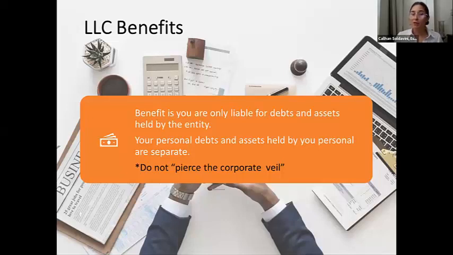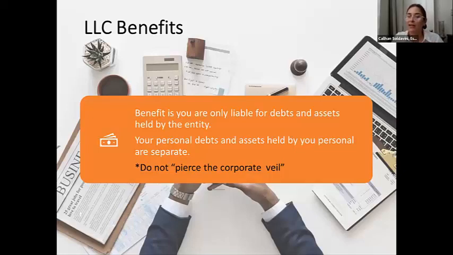You are only liable for the debts and assets held by the LLC. So if your LLC goes under, it's going to be very difficult for a creditor to come after your personal bank account. The creditor can come after the business's bank account and the business's assets, so your office furniture, a car if you purchase it in the company's name, but they can't come after your family car and your family's bank accounts. Your personal debts and assets held by you personally are separate. That's the key here, and that's why it's worth paying those registration fees and keeping up with those annual notices.